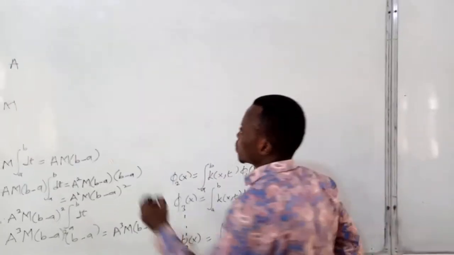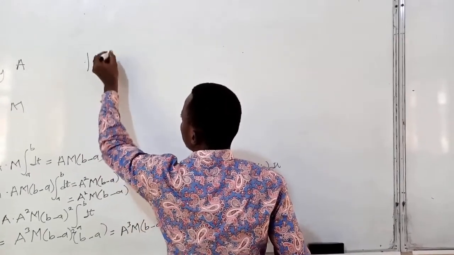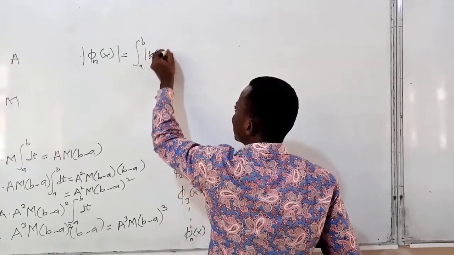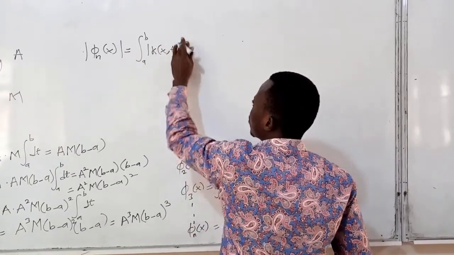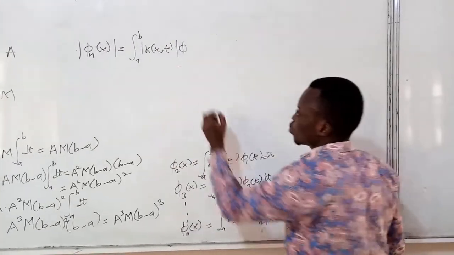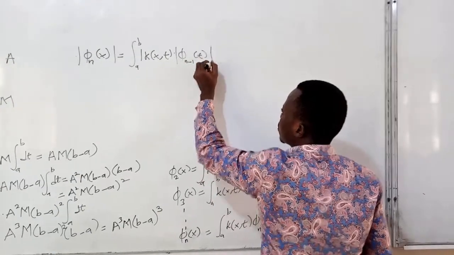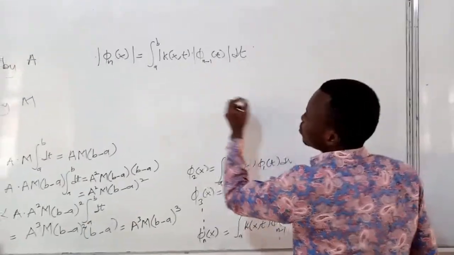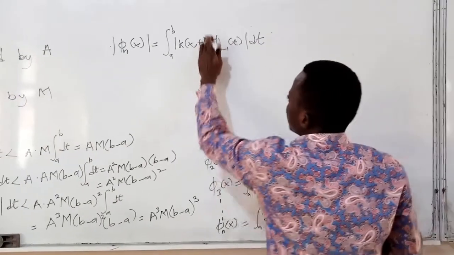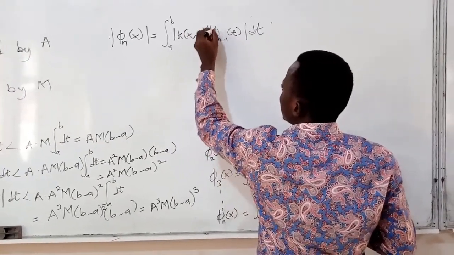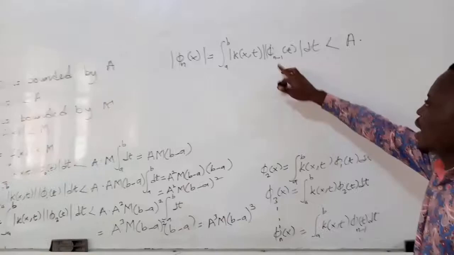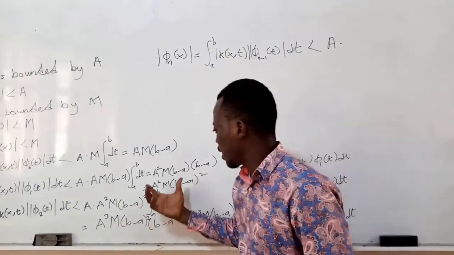From the nth term, the absolute value of phi n of s is equal to the integral from a to b of the absolute value of k of s, t, times the absolute value of phi n minus 1 of t dt, which will be less than, we said the kernel is bounded by a, so a dot, and phi n minus 1 of t is bounded by this.